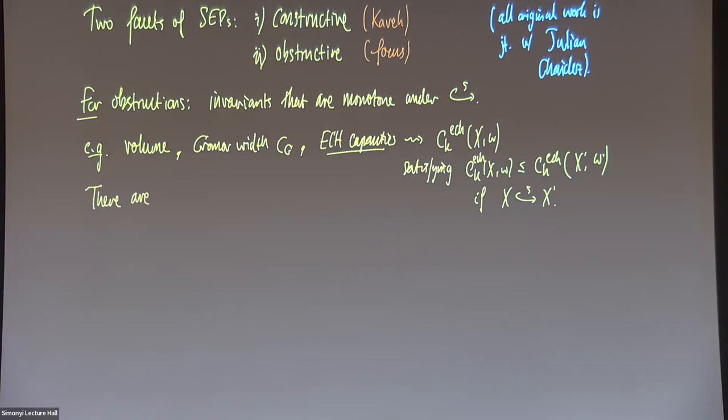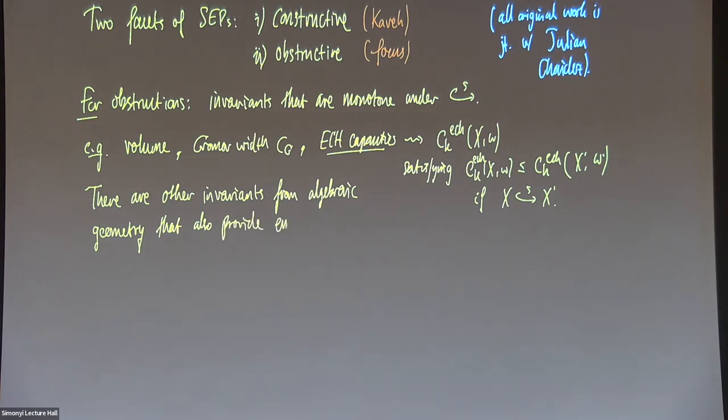So everything I've just described is squarely in the world of symplectic and contact geometry. Let's start building a bridge to algebraic geometry. There are other invariants from algebraic geometry that also provide good embedding obstructions. Okay. Any questions or comments so far?